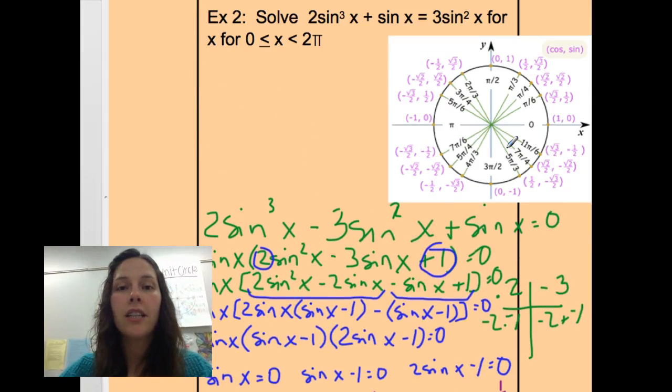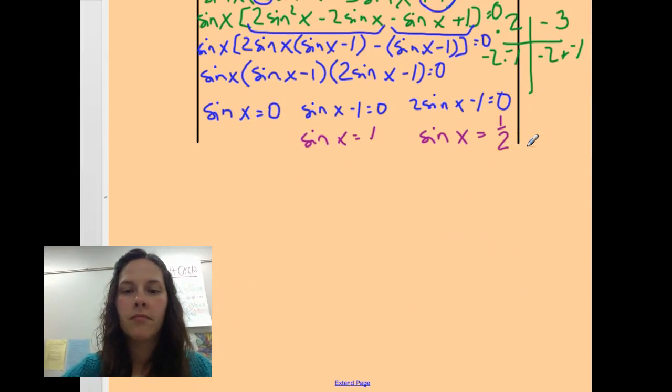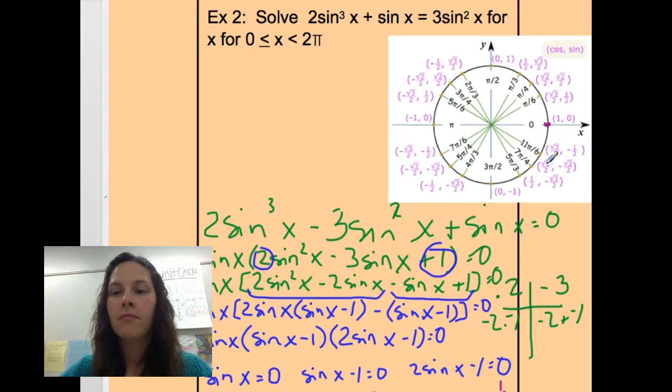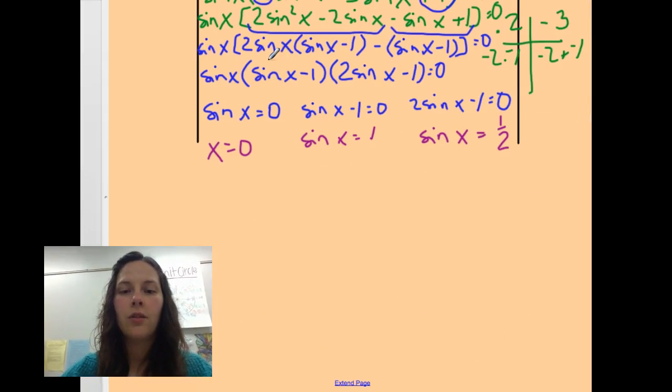So on the unit circle in radians, sine is our y-coordinate. So we're looking for where the y-coordinate is 0, so that will be at 0 radians for our first solution. Our second solution, we're looking for where the sine is equal to 1. So when we scroll back up, sine again is that y-coordinate. So sine is 1 at pi over 2. So that's our second solution.